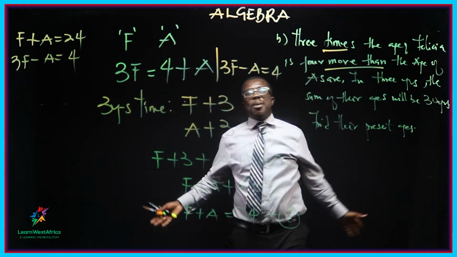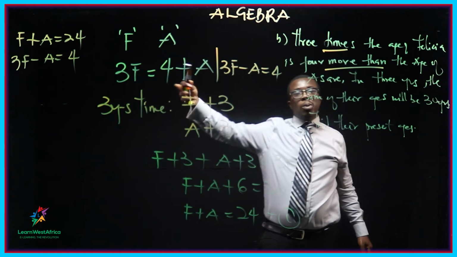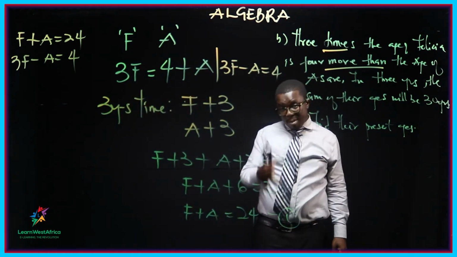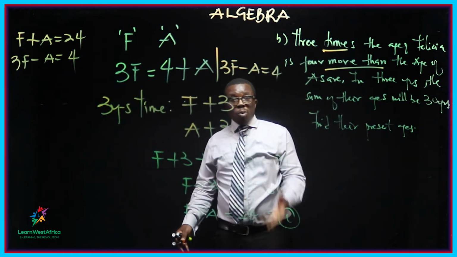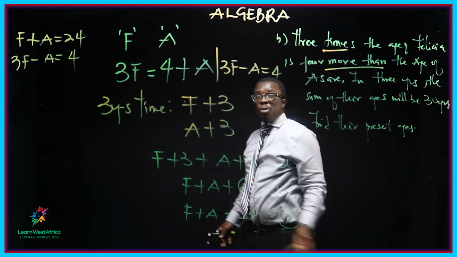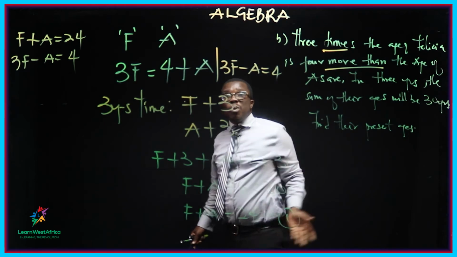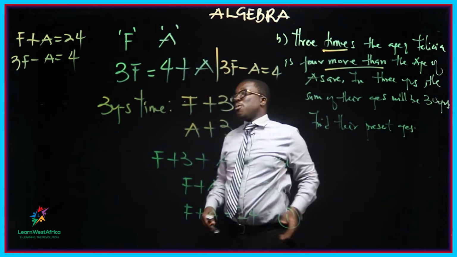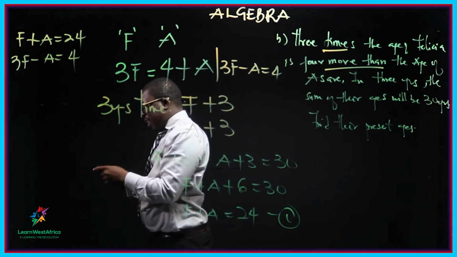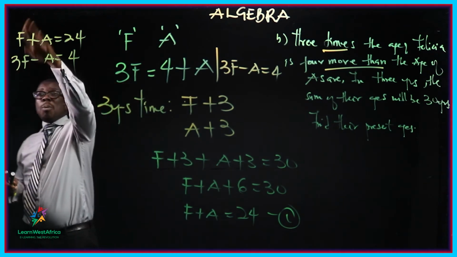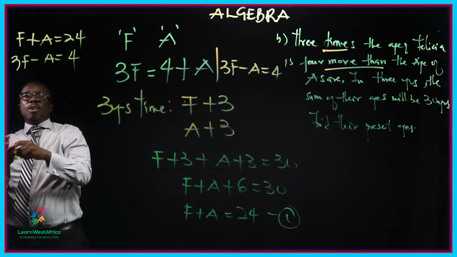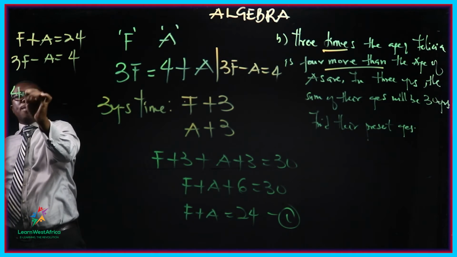We want to solve the simultaneous equation for F and A. You can use your calculator, or just go the long way with elimination or substitution. Because the coefficients of A are opposite, we can just add them straight away. F plus 3F will be 4F.